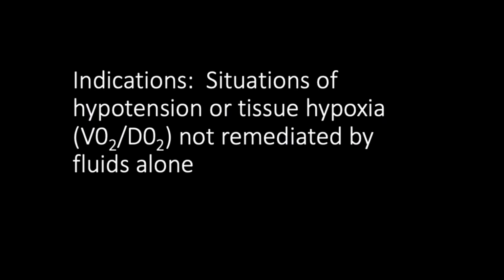So the indications are going to be situations where there's hypotension or tissue hypoxia, and specifically a mismatch between VO2 and DO2 that's not remediated by fluids alone. Typically, inotropes and constrictors are considered in consort, because you give the patient fluid, their pressure might improve a little bit, their oxygen delivery might improve a little bit, but you're not quite there. And then you're wondering, what do I do next? Do I give them a pressor or an inotrope or both? A lot of times these decisions are quite intertwined, but usually they come up in the context of someone who's refractory to fluid therapy alone.